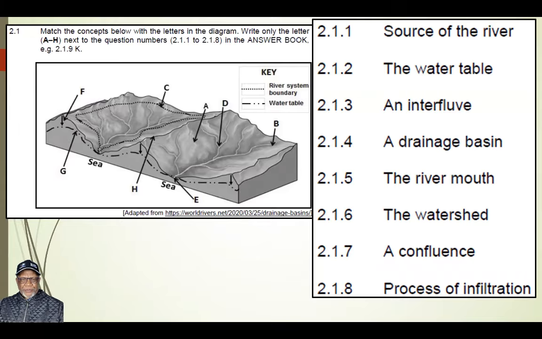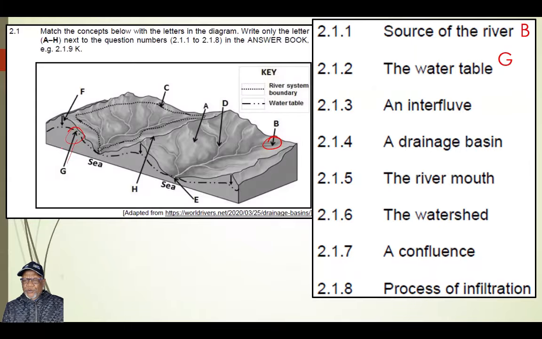Now, the first question is, where is the source of the river? The source of the river will be at B. This is the source of the river. That is where the river originates. And then water table. This line over here is indicating the top surface of groundwater. So this is what we call water table, and it will be indicated by the letter G.